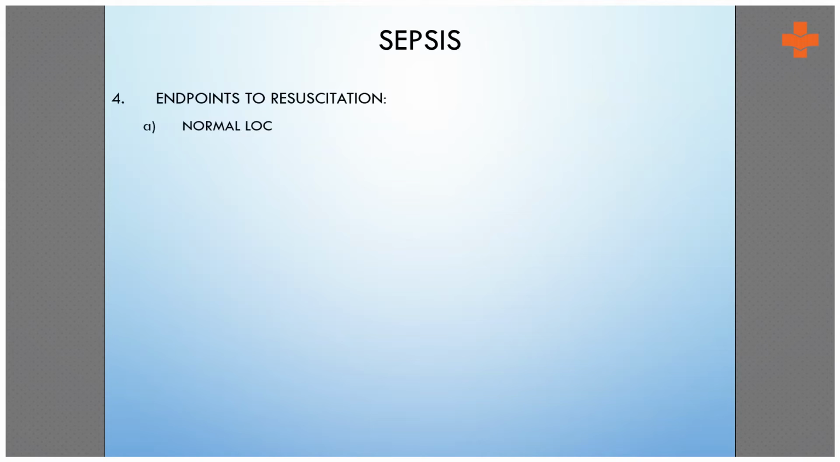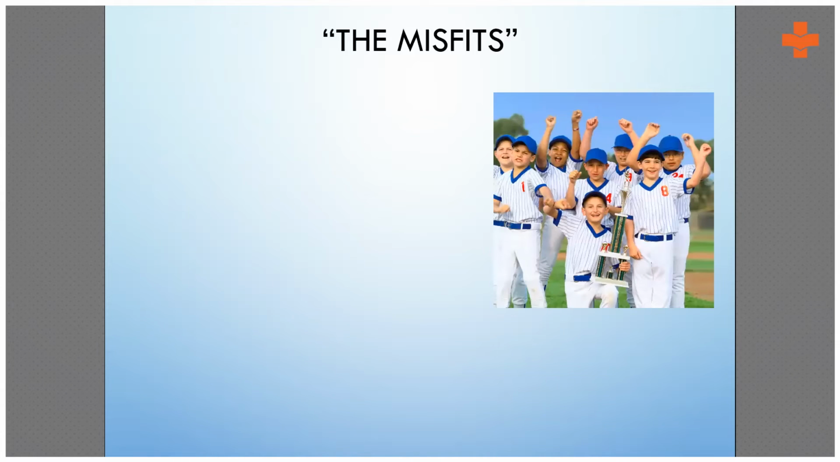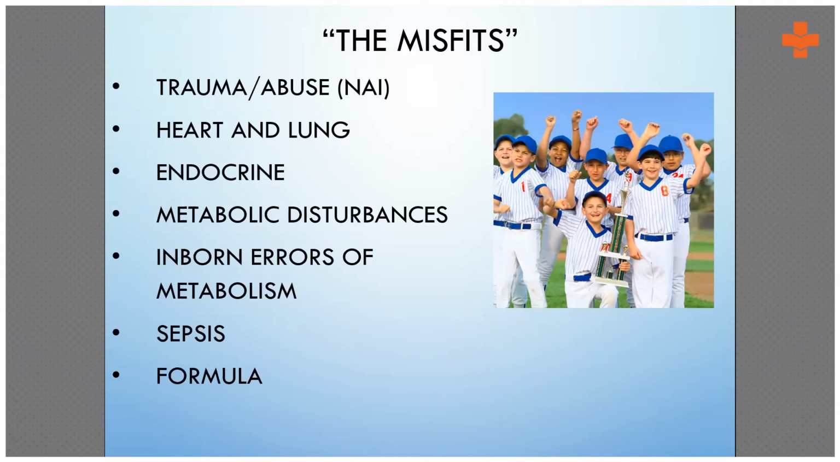Now, endpoints of resuscitation: what I mean to say is, when we say that yes, my child is doing fine, there is normal level of consciousness, the capillary refill is less than 3 seconds, normal pulses, warm extremities, urine output is more than 1 ml per kg per hour, decreased lactate levels, increased pH. So any questions, please let me know. We'll just go ahead with the questions because I'm trying to be very fast.